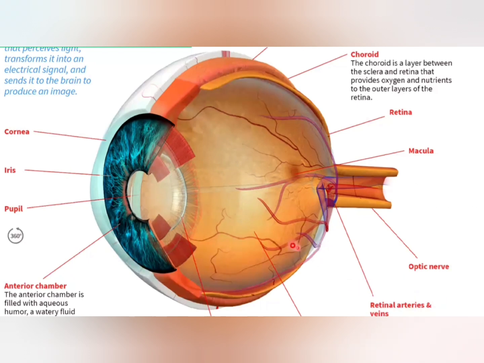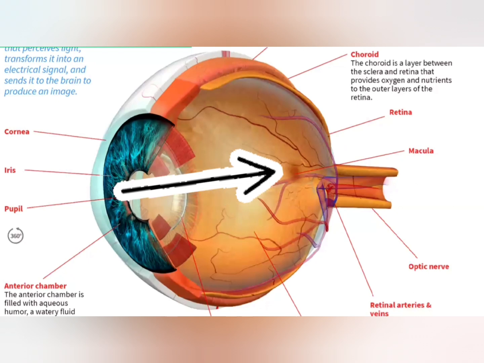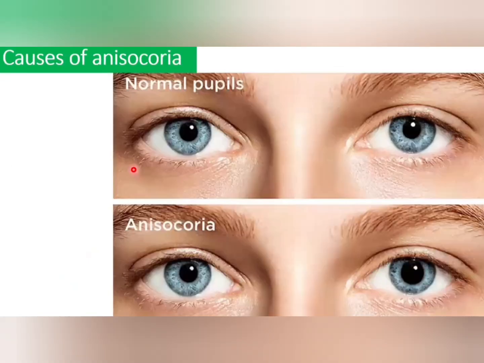Together, these muscles adjust the pupil size in response to light and other stimuli, helping to regulate the amount of light that reaches the retina. So that is a brief introduction about the iris. Okay. Now let's go to the next slide here.